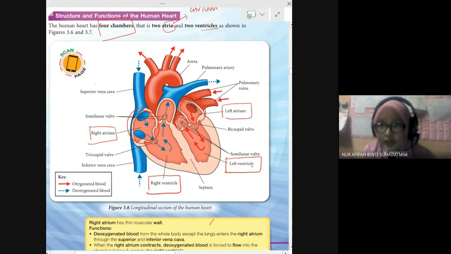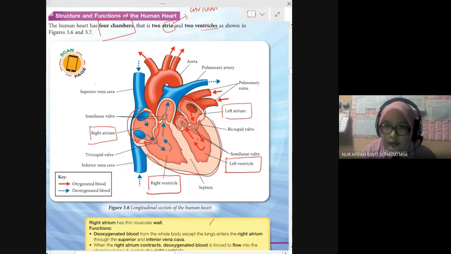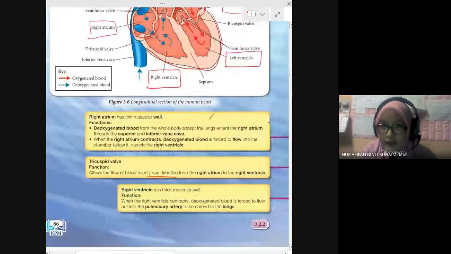Okay, there are differences between atrium and ventricle. At the atrium, either left or right, the walls are thinner compared to the walls of the ventricle. Can you see here? The wall of the ventricle is thicker than the atrium. Why? Because it needs to stand high pressure when the blood flows out of the heart, when the heart pumps the blood either to the lung or to the whole body. That's why the wall of the ventricle is thicker than the atrium.